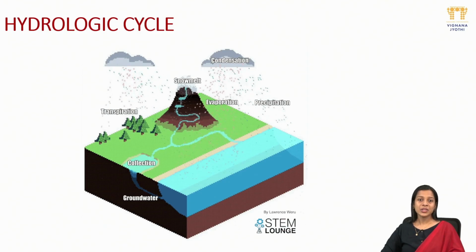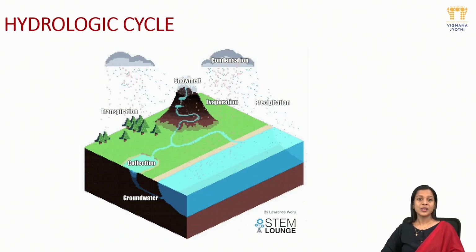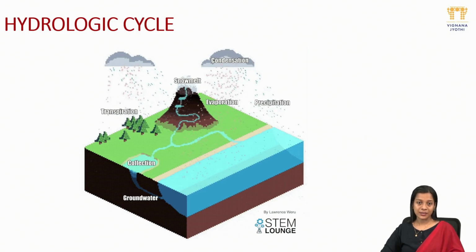Today, we are going to learn about the hydrologic cycle, which is the continuous movement of water between the atmosphere and the earth's surface. Water continuously circulates through oceans, rivers, lakes, atmosphere, soil and groundwater. The cycle maintains the balance of water on earth and supports all forms of life.